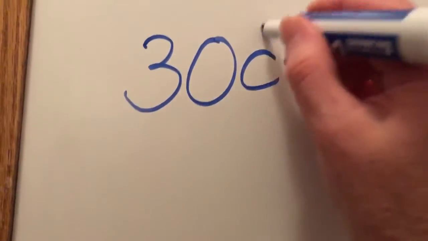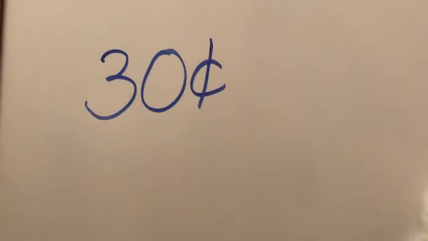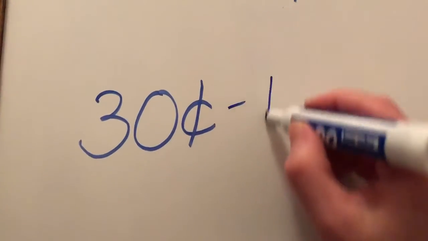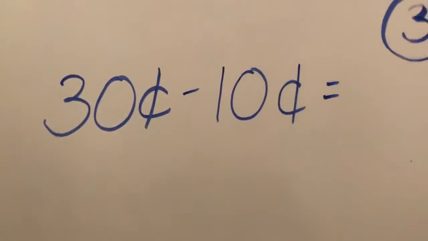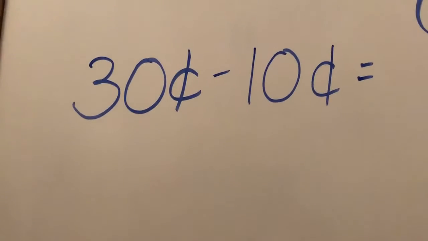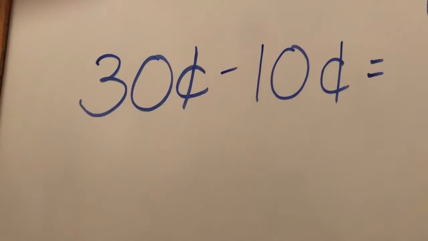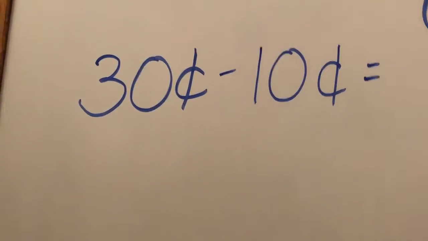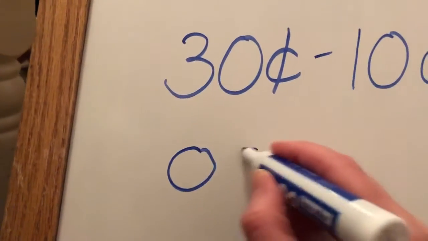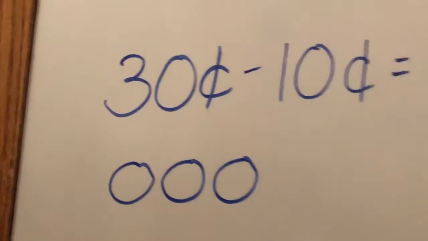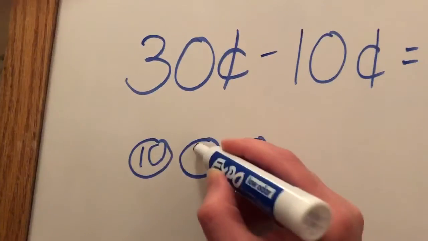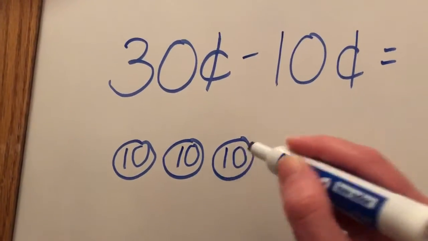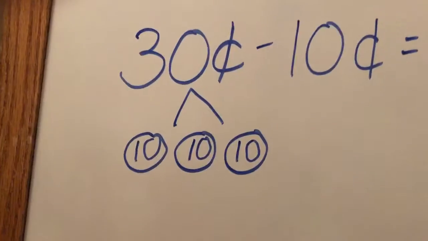If I had 30 cents and I wanted to take away 10 cents, I would write that like this: 30 cents minus 10 cents. Okay, that's subtraction. We're taking away. How much money is 30 cents? We could use 3 dimes to represent 30 cents, couldn't we? And each dime is worth how much? Each dime is worth 10 cents. So that is 30 cents.